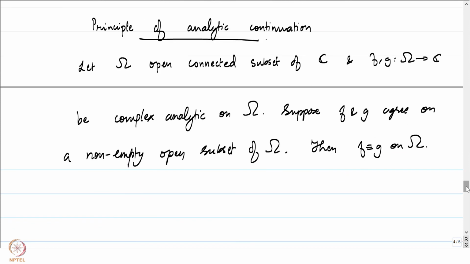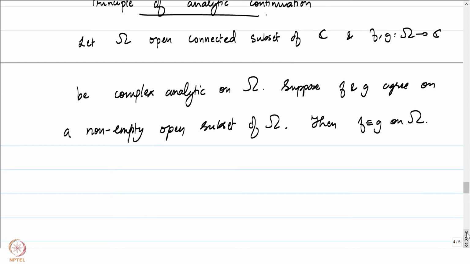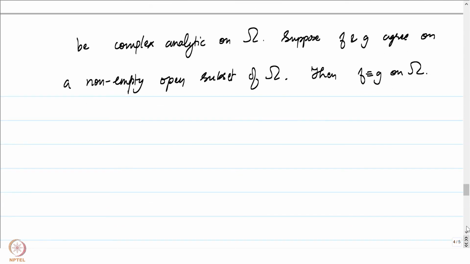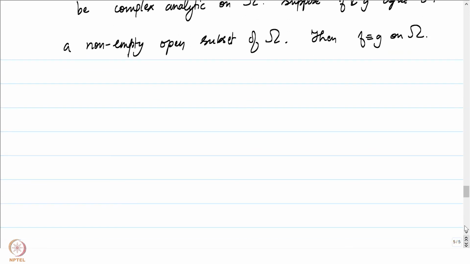The principle of analytic continuation tells us something very substantial. So, for example, if omega was the entire complex plane, that means that f and g would be entire functions. Now, if f and g agree on a small neighborhood of 0, let's say a disk of radius half around 0, that forces f to be equal to g on the entire complex plane. Some sense of rigidity always is associated with the imposition of holomorphicity on f. Let us give a proof of this statement.